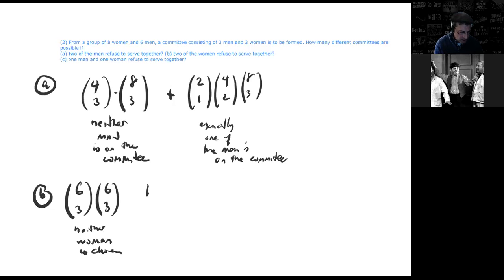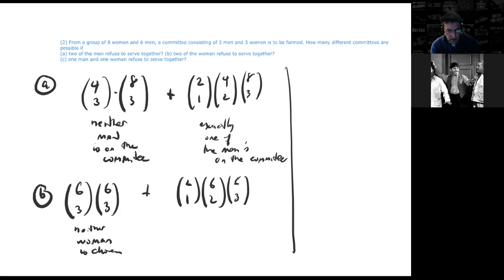And then what about the case when one woman is chosen? Well, if one woman is chosen, you're choosing 1 out of the 2 that are fighting with each other. And then we are choosing the remaining 2 women from the remaining 6. So it should be 6 choose 2. And then we have to choose the 3 men. That's 6 choose 3. So that's the answer for part B. Okay.